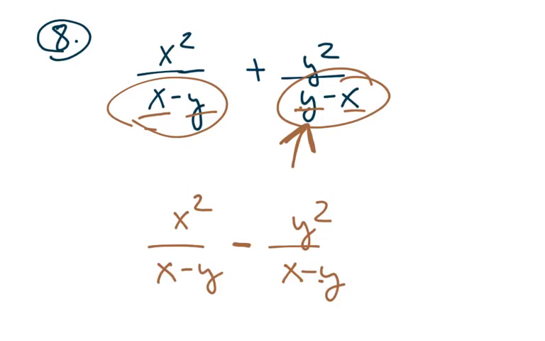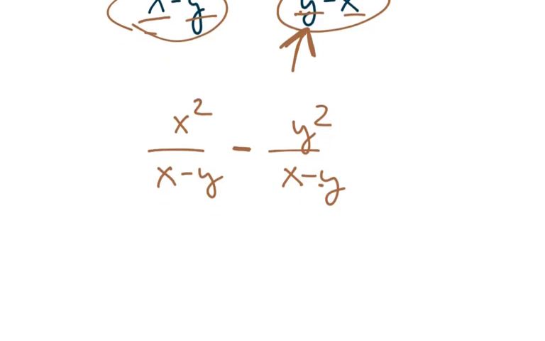So anytime you have values that would match, if you just switch the position and one of them is negative, then you just change everything to a negative and we can get it to work. So from here, clean this up a little bit. Since the denominators match, I can rewrite this as x squared minus y squared over x minus y.